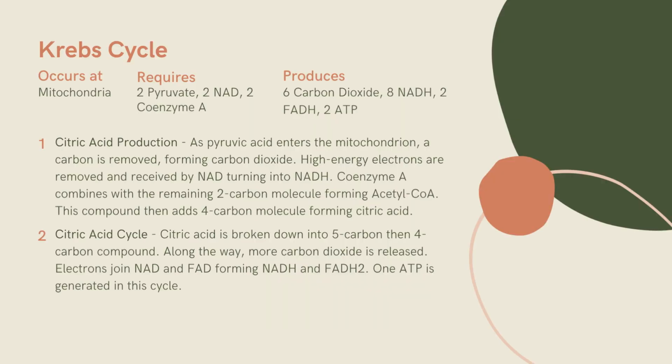So next, we have the Krebs cycle. Krebs cycle occurs at the mitochondria. It requires the two pyruvate, two NAD, and two coenzyme A. It produces 6 carbon dioxide, 8 NADH, 2 FADH, and 2 ATP. So at the Krebs cycle, we have two main general stages. It is the citric acid production, or pyruvate oxidation, that we can call.